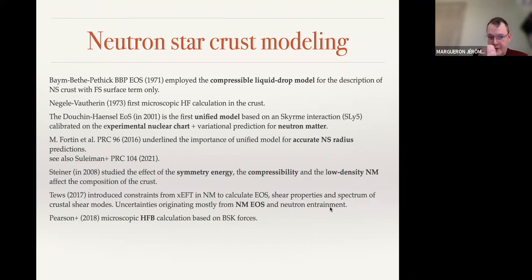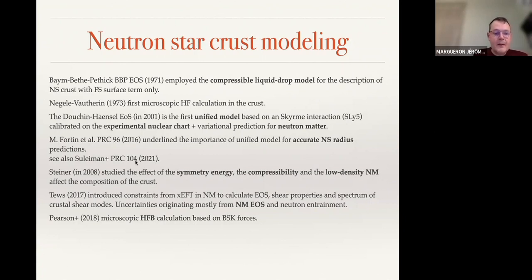More recently, in 2016, Morgan Fortin and others underlined the importance of unified models to get accurate neutron star radii. So somehow their claim is that if one wants to have an estimation of the radius to better than half a kilometer, or a few hundred meters, it is very important to control the fact that the model for the crust is unified with the model for the core, at least for the outer core. And a recent work by Suleiman confirms this statement.